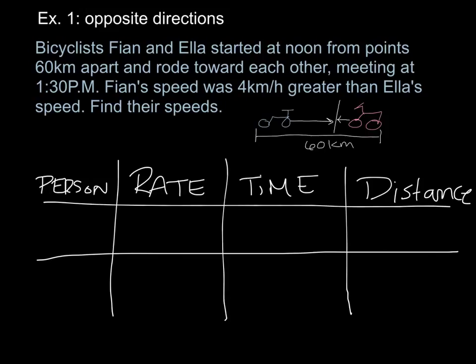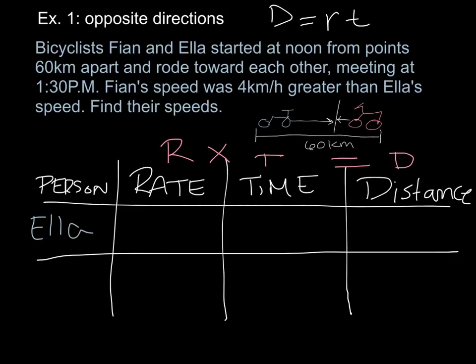The chart is always going to have, in the first column, the object that's traveling through space. So in this case, we've got Fian and Ella. They're the ones traveling. Here, in this column, I'm going to put their rate or their speed, time, distance. Now what I'm also going to remember is that rate times time equals distance, right? That's the formula that we were looking at before. D equals RT. Rate times time equals distance. All right, so now what I have is, let's see, I've got Ella.